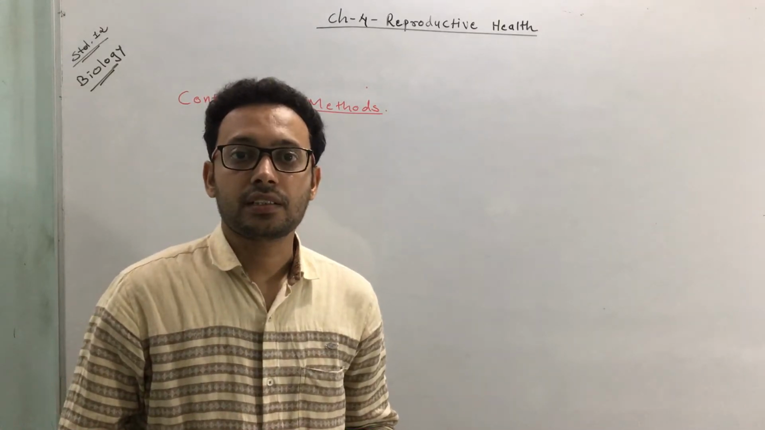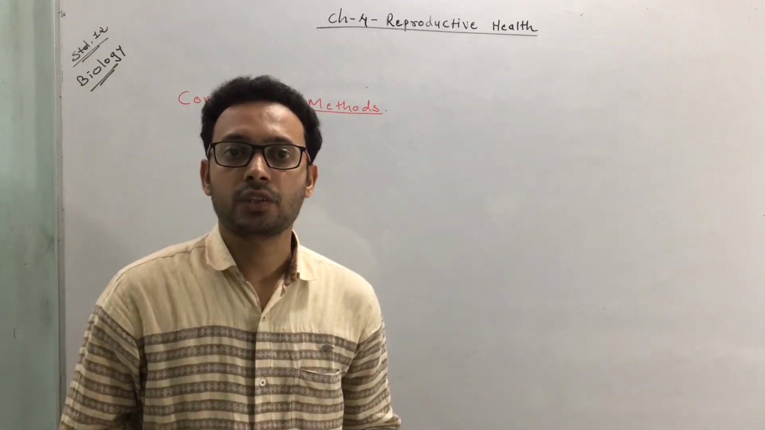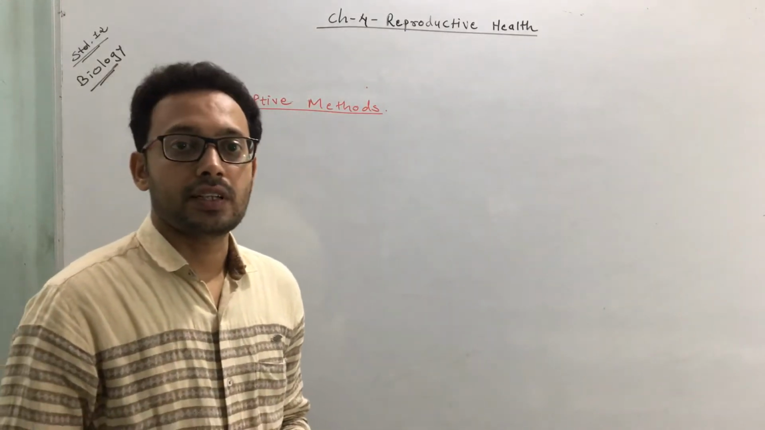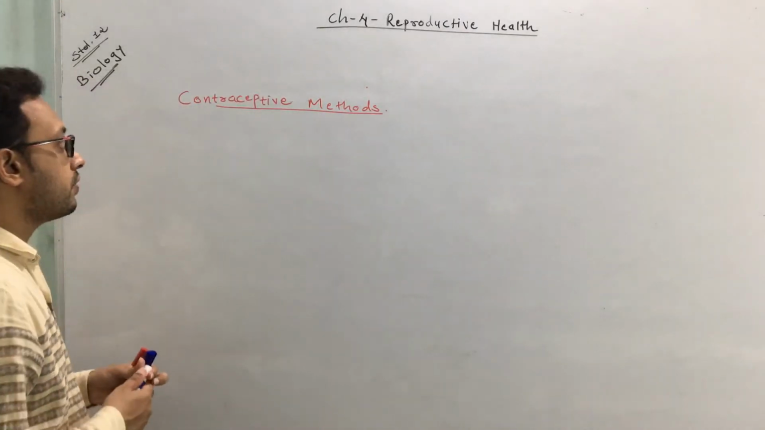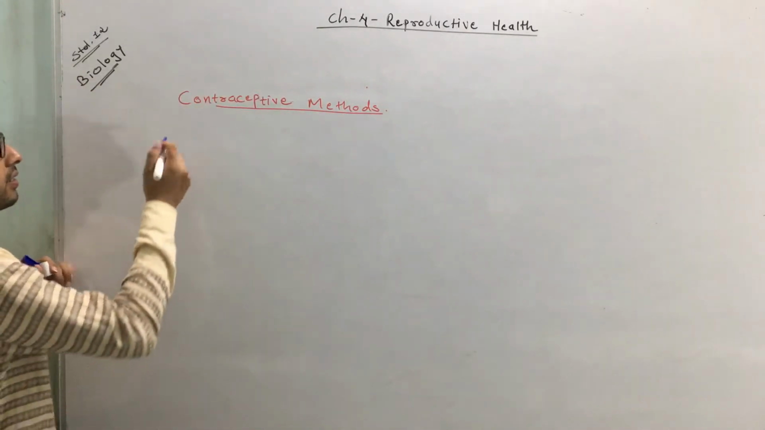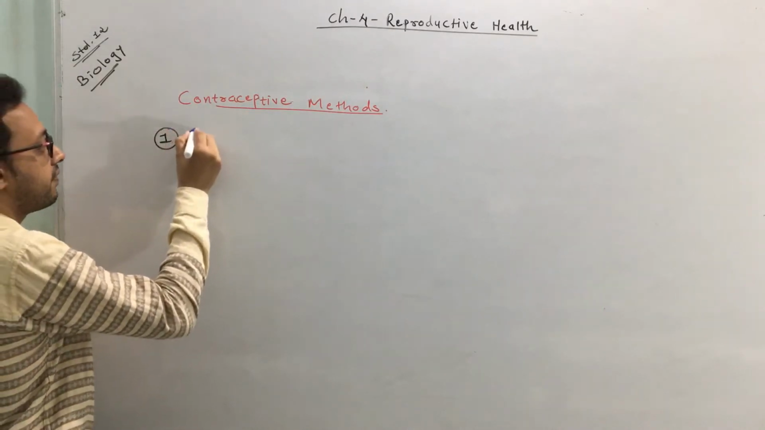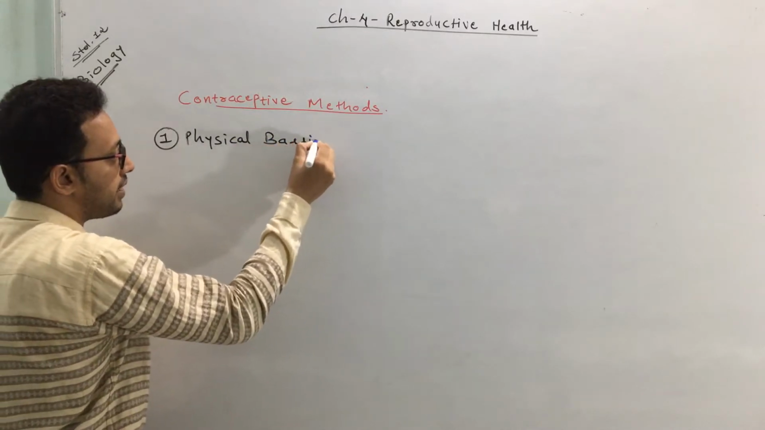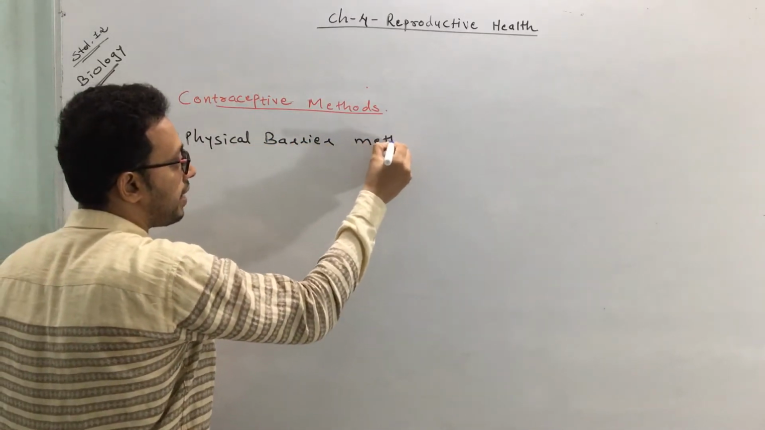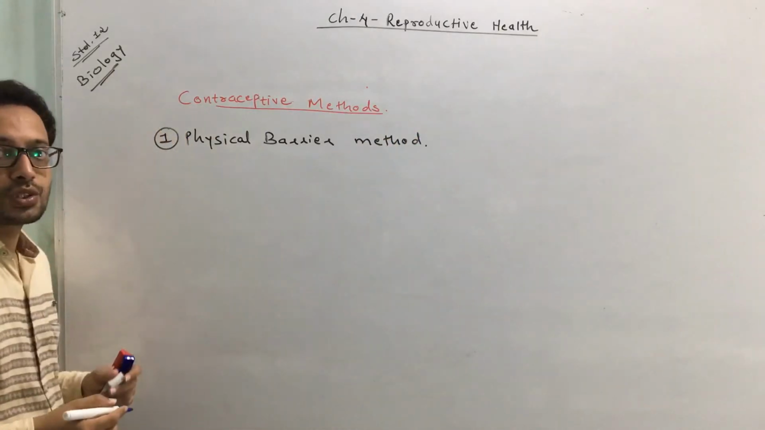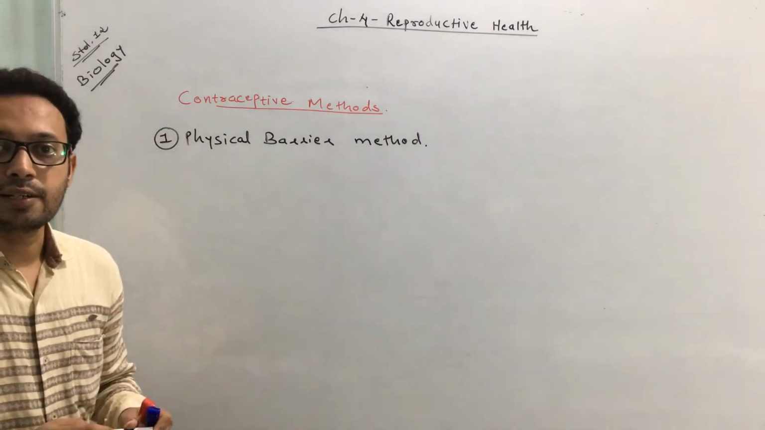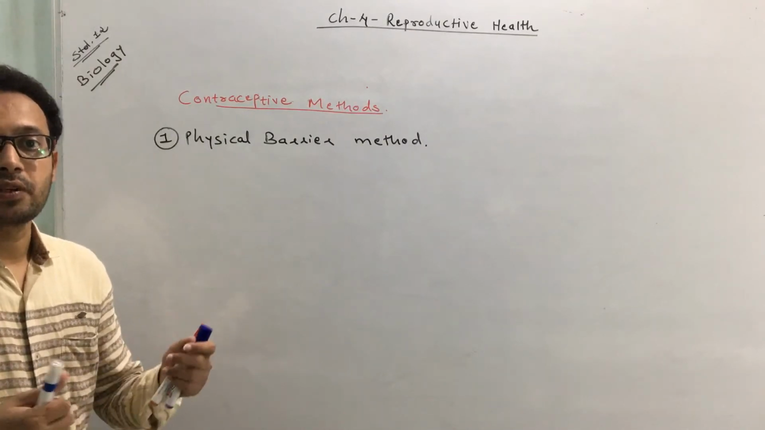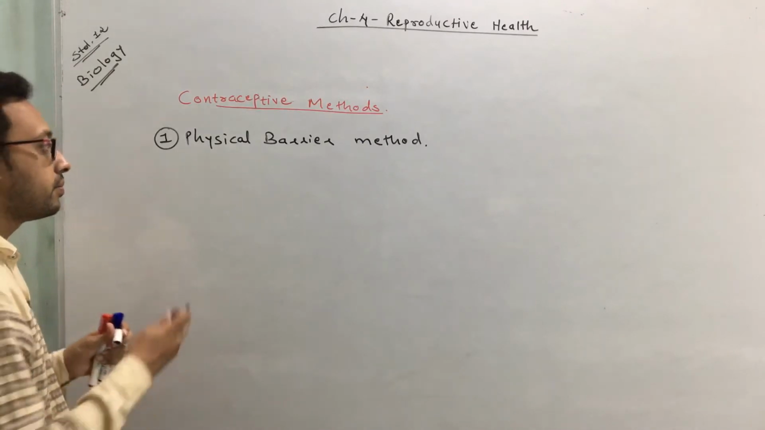But before we start the other methods of contraception that have been left, we just revise the names of contraceptive methods. So what are the different methods? The first method of contraception is the physical barrier method. In the physical barrier method, condoms, diaphragms and cervical caps are used, which act as a physical barrier to prevent a meeting of sperm and ovum.